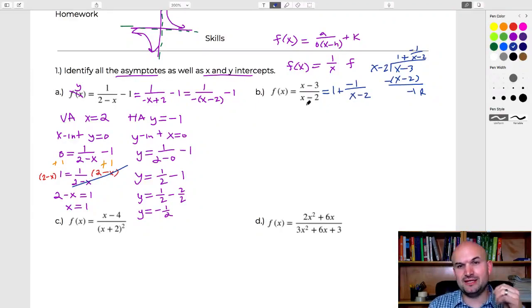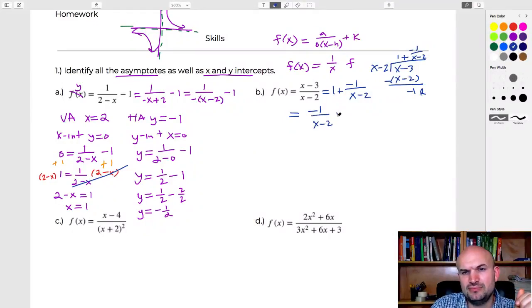So what that tells me is we could actually even write this one more time. Let's put this 1 as the k instead of the k being in front. Let's put it in the back. So we'll have a negative 1 over x minus 2 plus 1.